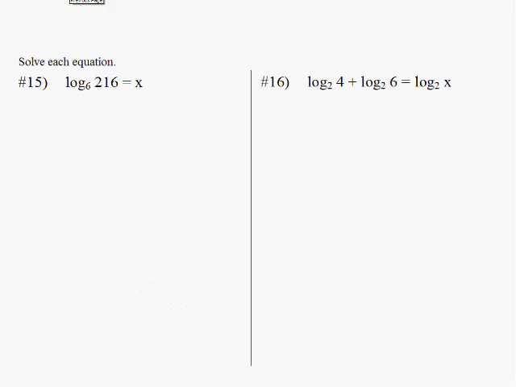Number 15. We would like the 216 to be written as a 6 to an exponent. We can do that because it's the same as 6 to the third. Log ID number 1 says that is just going to be the exponent, which is 3.